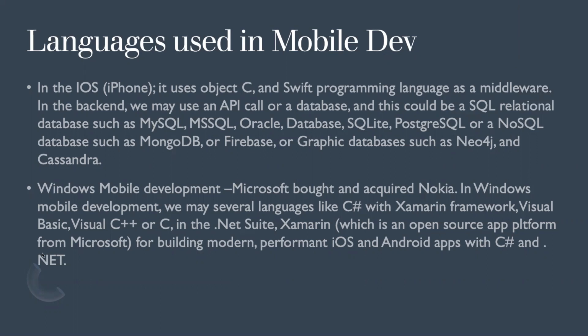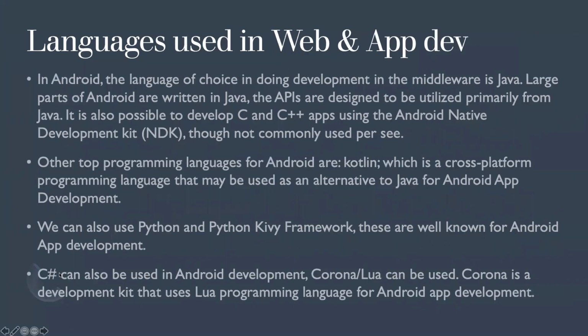Okay. Now, in Android, the language of choice for development in the middleware is Java. Java does very well in Android. Android was based on Java. Large parts of Android are written in Java. The APIs are designed to be used primarily from Java. It's also possible to develop C and C++ applications for Android, but Google does not emphasize that very much.